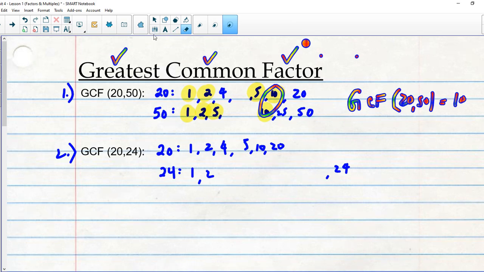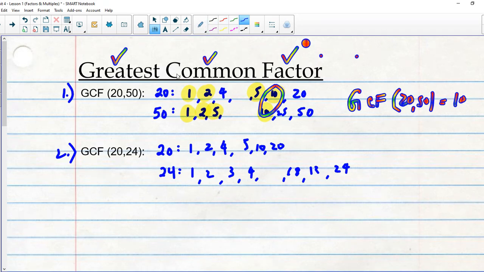All right, 2 times 12 is 24. How about 3? Yeah, 3 times 8, right? How about 4? Yeah, 4 times 6, right? And then 5, 6 is 4, right? 7, 8, 8 times 3. Okay, so there's the list.